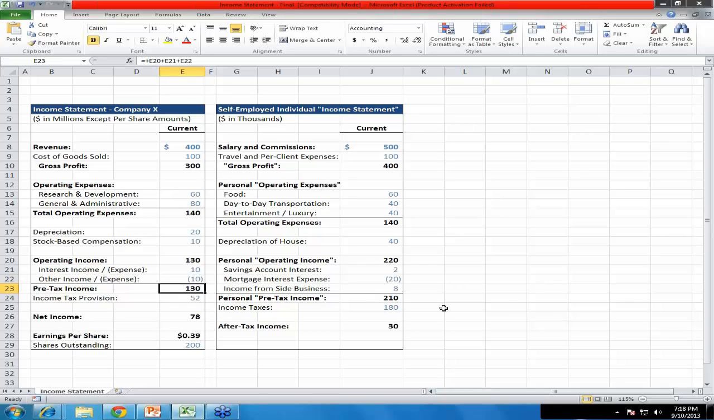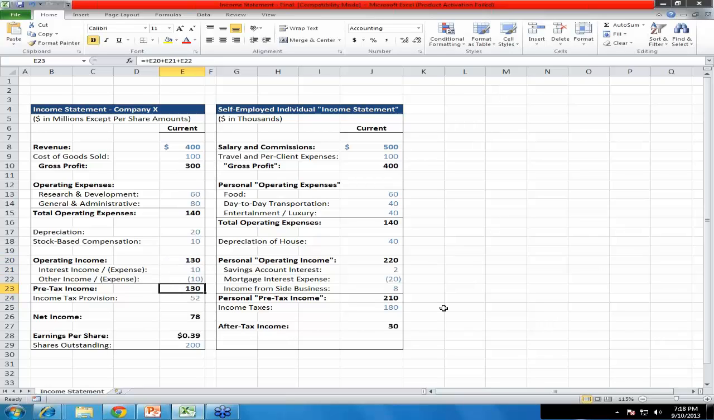So finally, that brings us to our pre-tax income. The way we came to our pre-tax income is by looking at the operating income of our core business, which was the pizza shop, minus whatever expenses and income we generated from our side business. In this case, it happens to be net zero. So our pre-tax income is the same as our operating income.